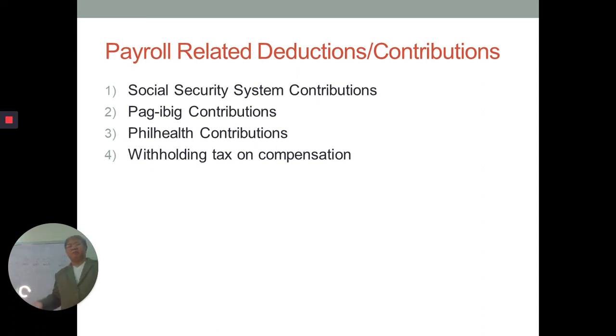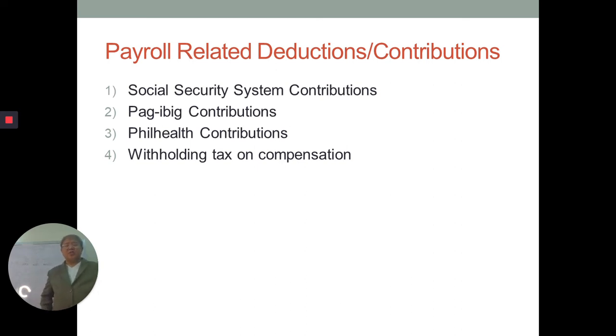But nonetheless, you don't expect to receive 20,000 pesos or the gross amount. Why is that? Because there are certain mandatory contributions that will be shared between you and the employer. Okay? And these are the contributions for Social Security, Pag-ibig, PhilHealth, and withholding tax on compensation. So all of this will be deducted from your gross pay to determine your net pay for the period. Okay? Now, what are the functions or the importance of these contributions?